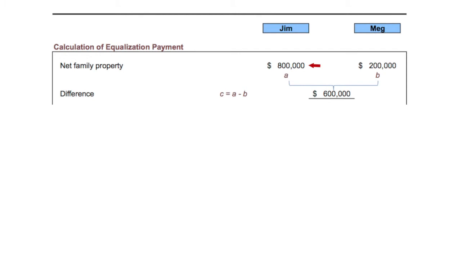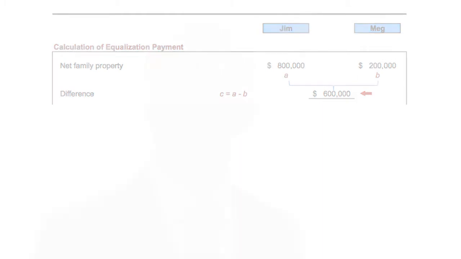In order to explain how the equalization payment is calculated, let's walk through an example. Jim has a net family property of $800,000, Meg a net family property of $200,000. The difference between the spouses is $600,000. In order to equalize, the spouse with a larger net family property must pay an equalization payment of half the difference to the other party.